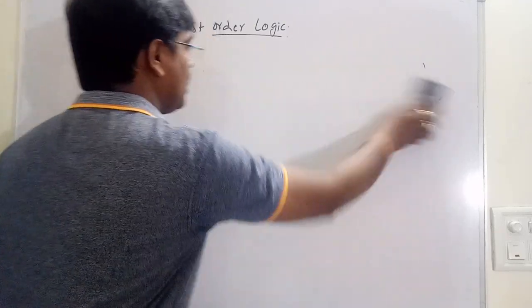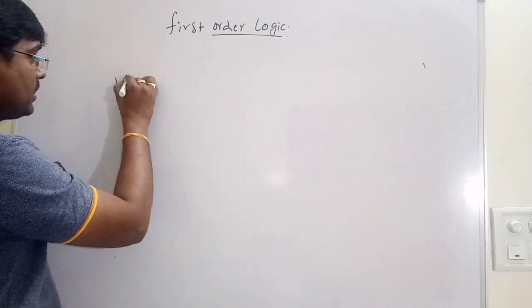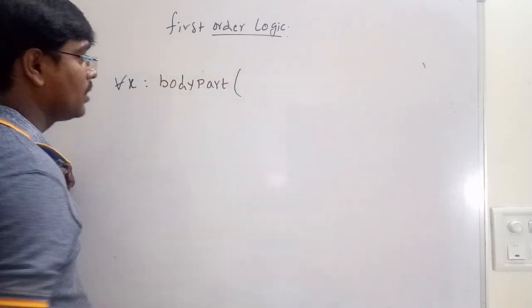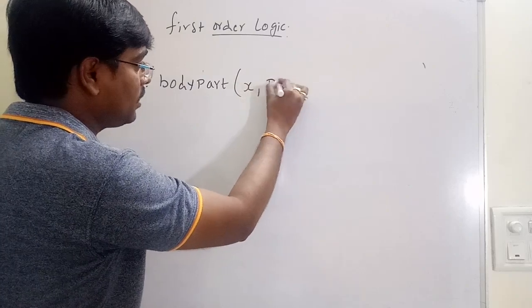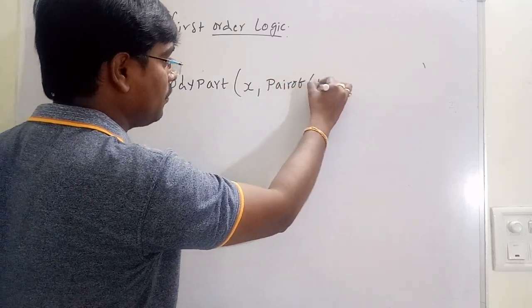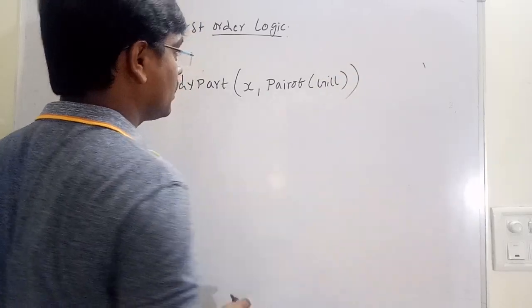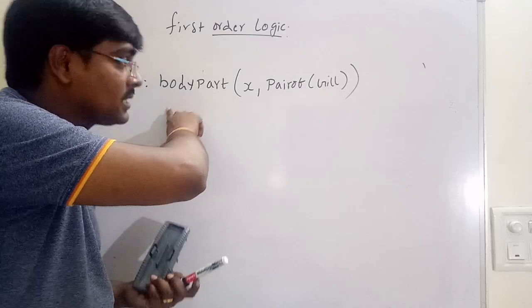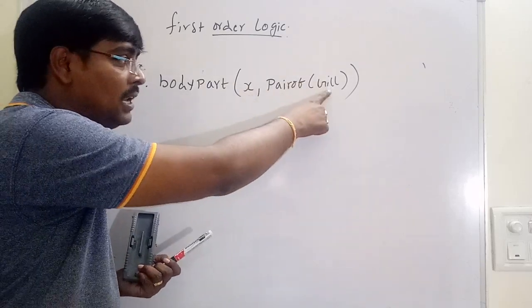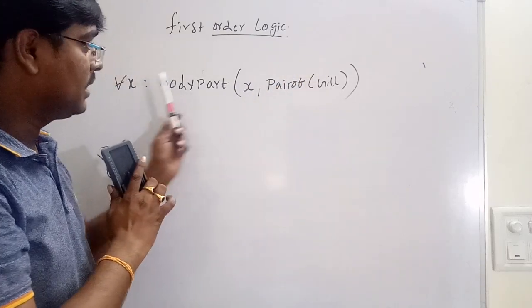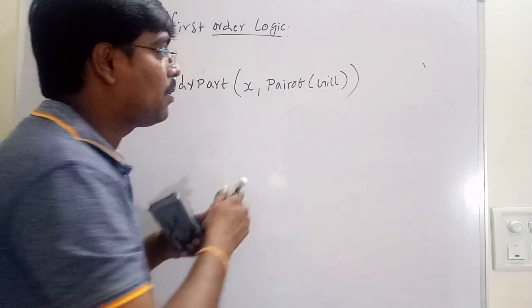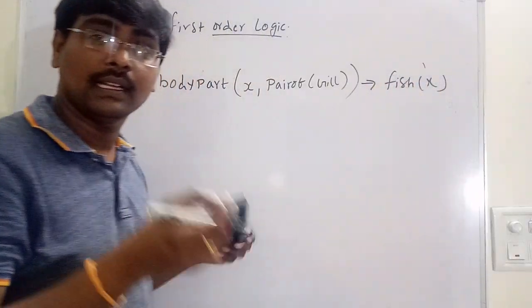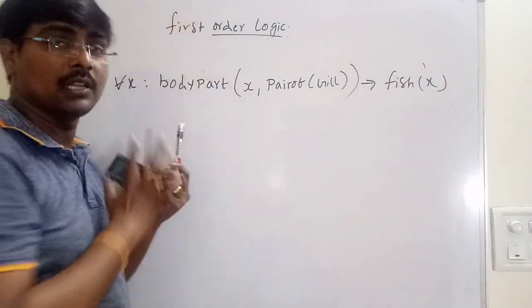How will we represent it? I will write an example. For all x, body part of x, comma, pair of gill. That means for all x, if x contains gill as the body part, then suppose this is fish of x, automatically x is a fish. This is the representation of first order logic.